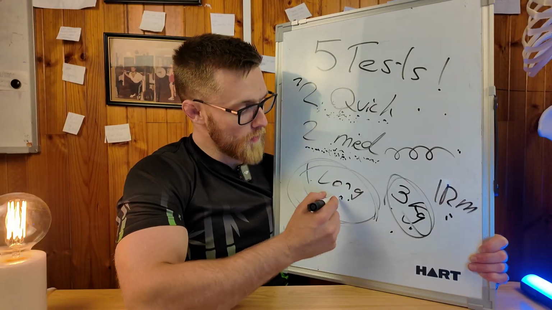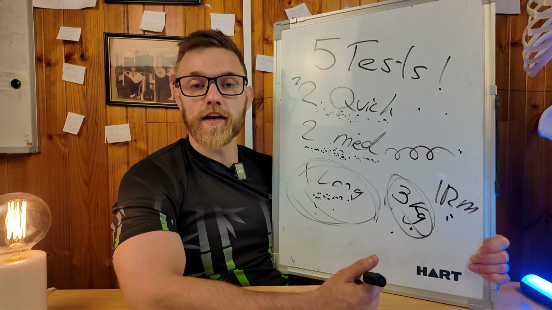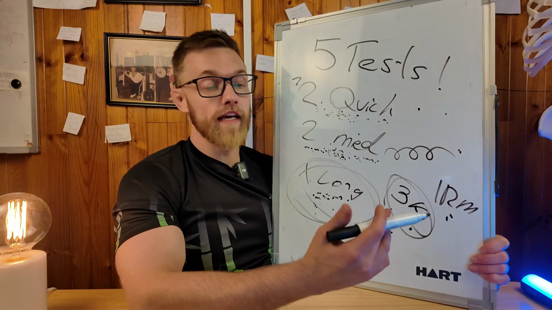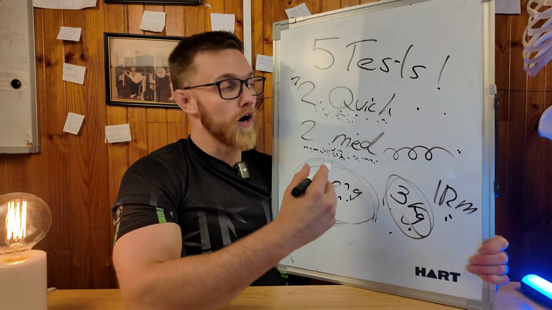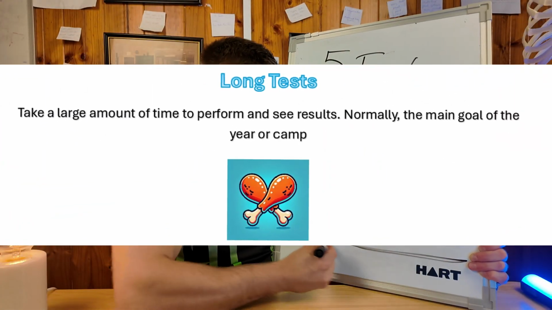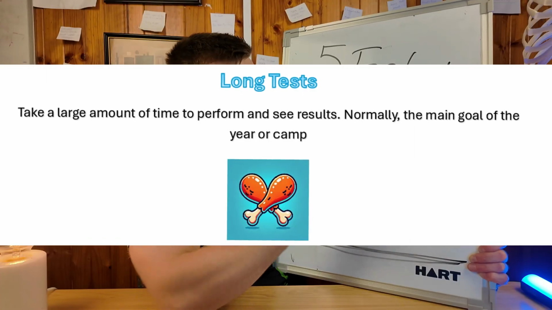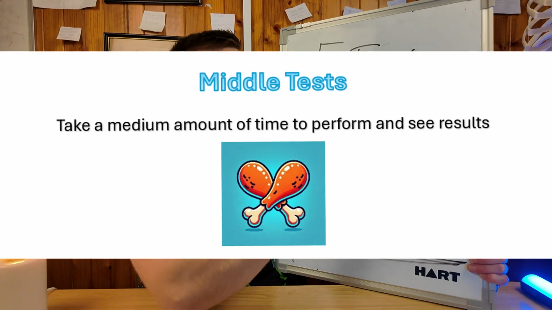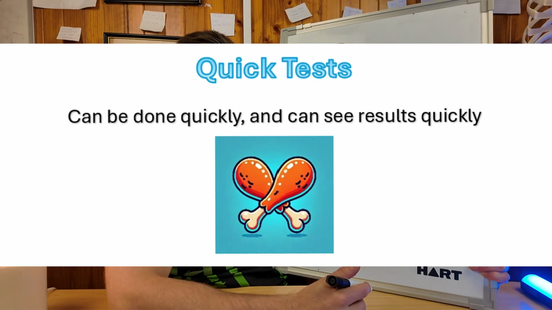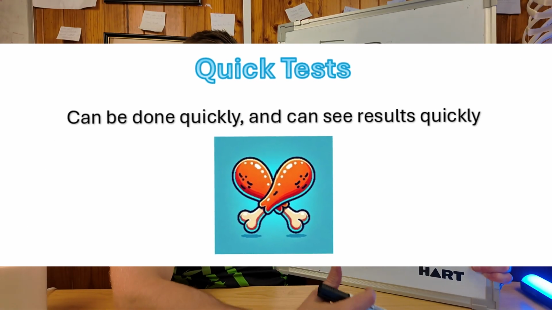But since it's a long-term goal, it might not happen over the period of a month, it might happen over the period of 3. It could take a whole year, who knows? But your long-term goals are always exactly that. Your long-term testing is for long-term timeframes. Your middle tests are for your middle time frame, and your quick tests I can do whenever I want, and hopefully I'll see improvements in them.